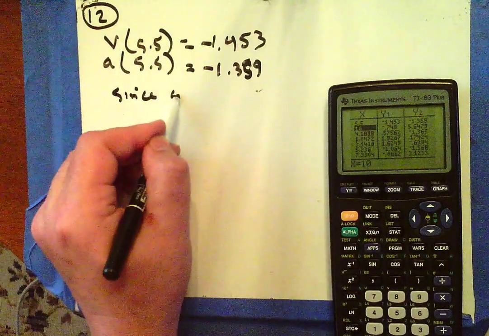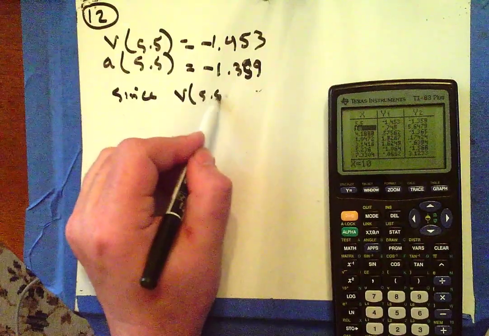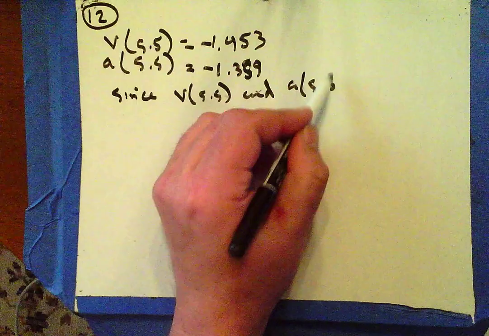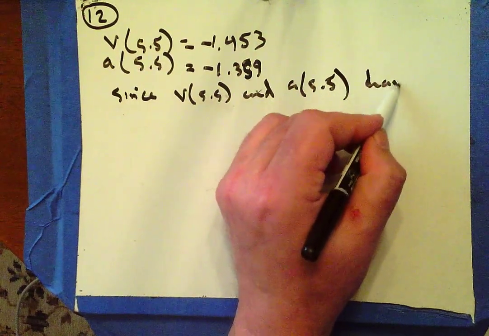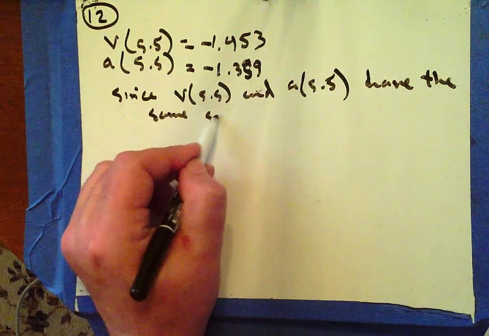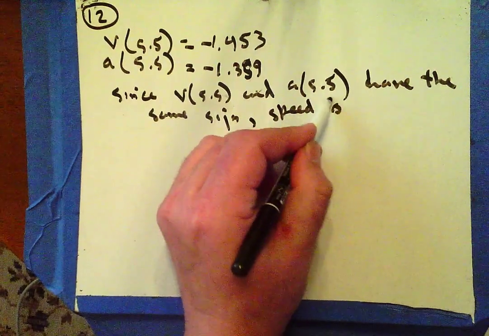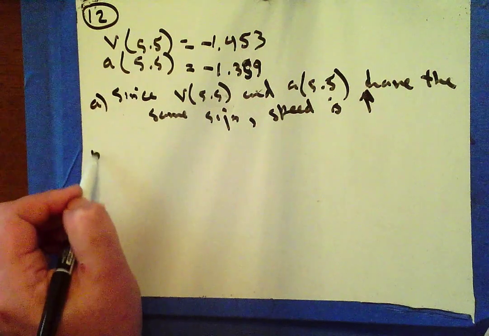Since v of 5.5 and a of 5.5 have the same sign, speed is increasing. Okay, there's part A. What about part B?